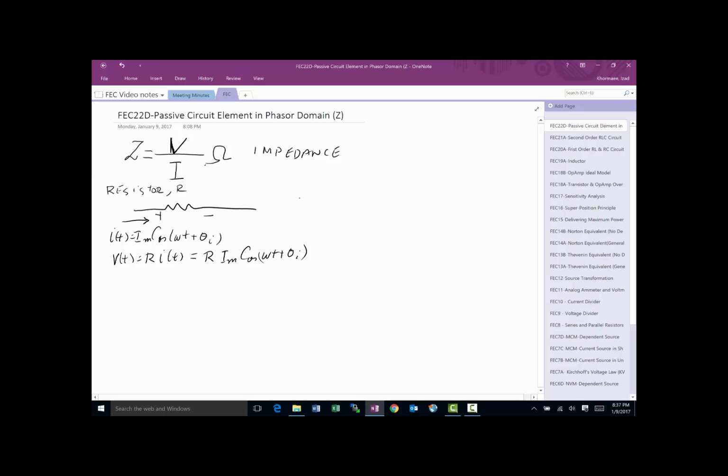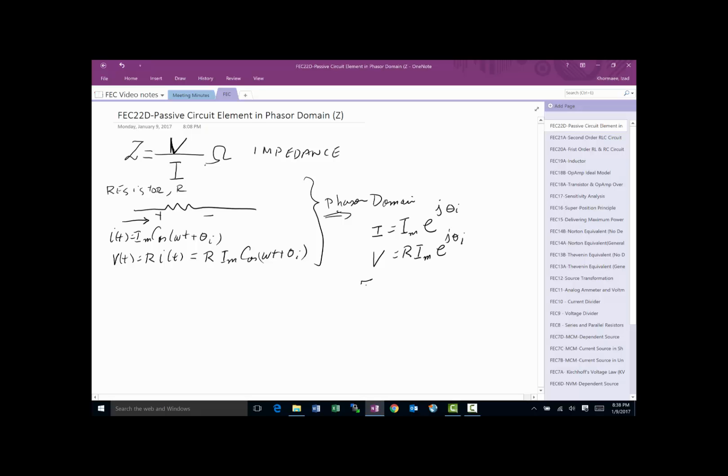Fair enough, pretty straightforward. Now we're going to take this to phasor domain, and there are earlier videos that tell you how to take current and voltage into phasor domain. I'm going to take it to phasor domain in polar form. Then I in the phasor domain would be Im e to the j theta I, because omega is a constant, we don't carry it. And V is going to be R Im e to the j theta I.